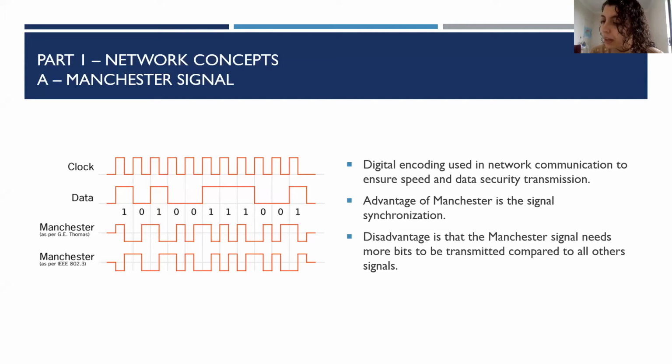Manchester signals synchronize themselves, minimizing the error rate and optimizing reliability. The advantage of Manchester is the signal synchronization, as I already said. And the disadvantage is that the Manchester signal needs more bytes to be transmitted compared to all other signals.